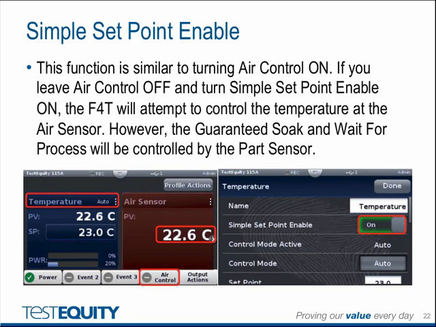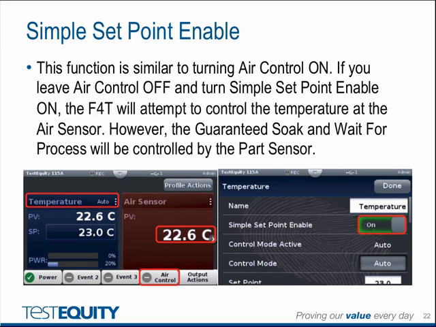There is a third mode of operation on the F4T controller with Cascade option. In the controller's loop menu, there is a setting called Simple Set Point Enable. If you turn Simple Set Point Enable on and leave air control off, the chamber will operate in air control mode like a standard chamber. If you have a guaranteed soak step in a profile, the step will not begin timing until the temperature on the part sensor is within a predetermined tolerance band of, say, plus or minus 3 degrees or so.